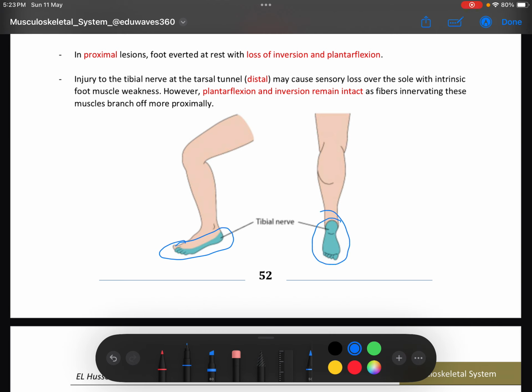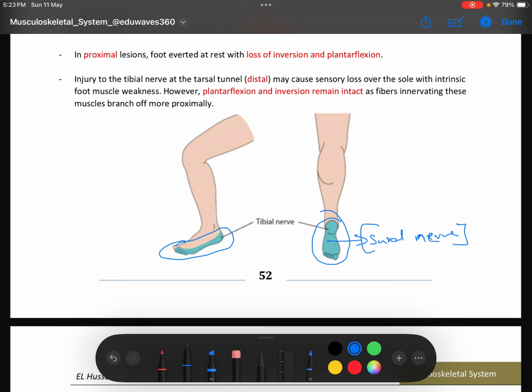Here, this part we can see is innervated by the sural nerve. This is very important. Okay, don't confuse the sciatic nerve and the sural nerve. And for this tibial nerve, we can check with the Achilles reflex. So the main motor function will be in the tibial nerve.